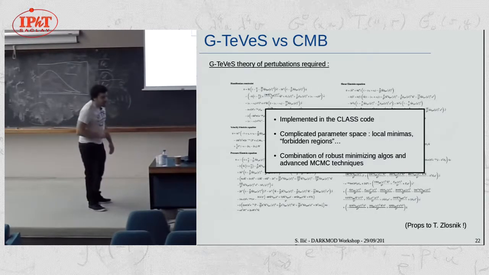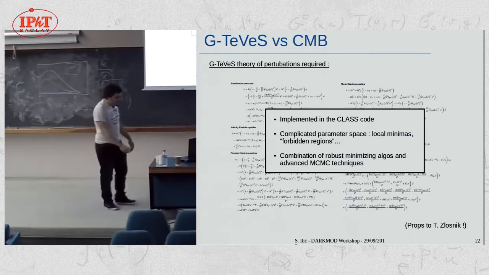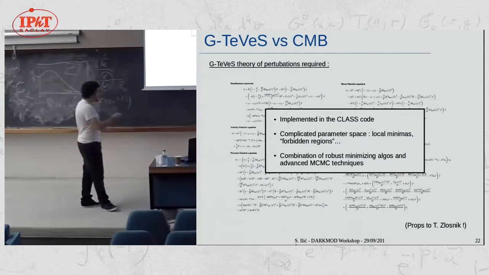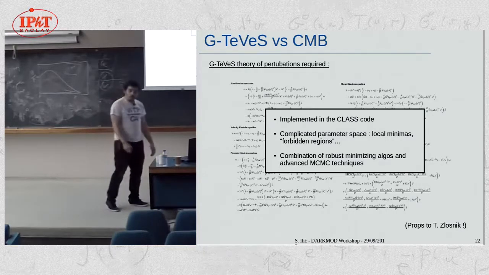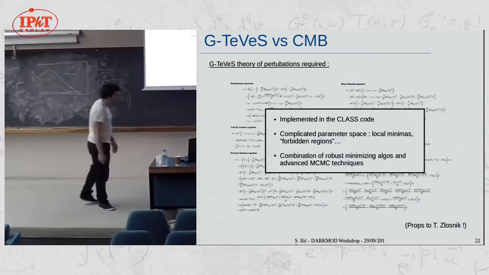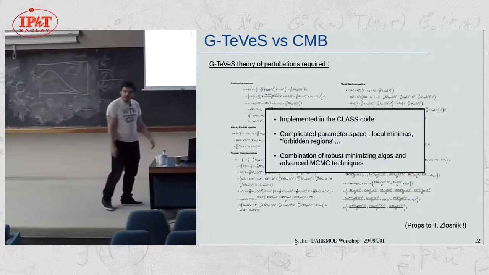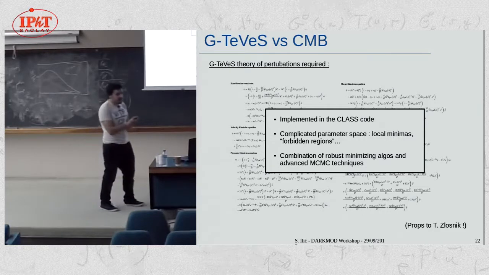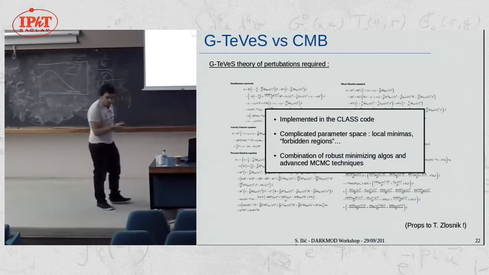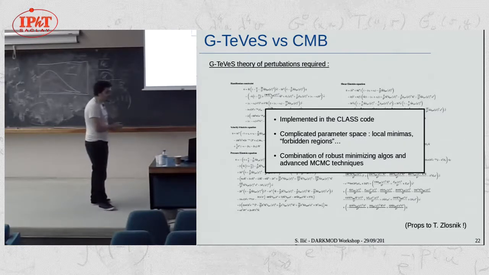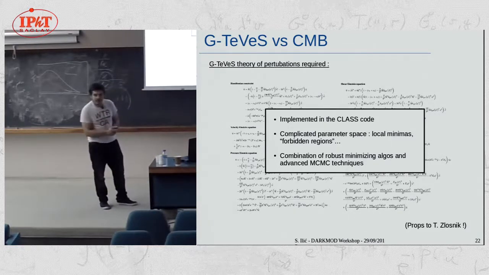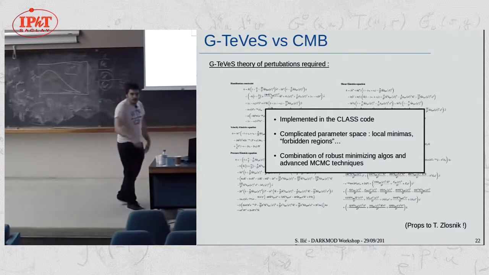As is often the case in this type of model, the exploration of the parameter space is quite complicated, as I already mentioned. There are some local minima, forbidden regions of the parameter space, etc. So it's a bit hard to do fits in this kind of situation. So I used a combination of robust minimizing techniques and also Monte Carlo Markov chain techniques that are more adapted than the classical Metropolis-Hastings algorithm, for example.